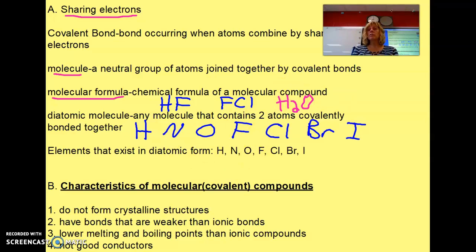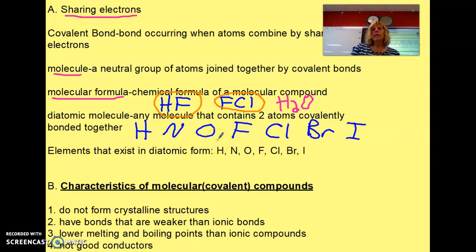Diatomic, so "di" means two. Diatomic molecules, technically, are any molecules that have two atoms. So, for example, this would be a diatomic molecule because it's hydrogen and fluorine. This would be a diatomic molecule. It's fluorine and chlorine. This is not diatomic because it's two hydrogen with an oxygen, so that's not diatomic.